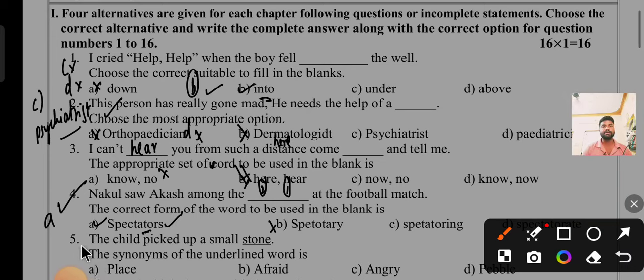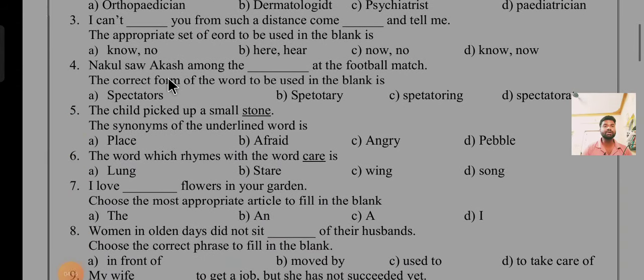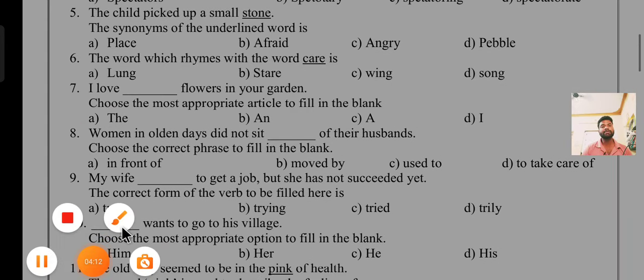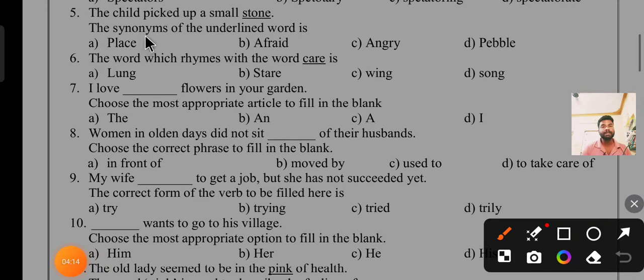Okay, next, fifth question: the child picked up a small stone. The synonym of the underlined word is, synonym means a word with the same meaning, my dear students. Stone, the same meaning, which one is the synonym? Place is wrong, afraid doesn't come, angry doesn't come. Then the right synonym for stone is pebble. Option D, pebble, is the right answer, my dear students.